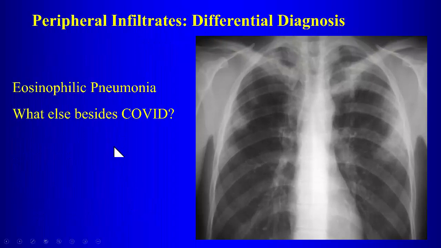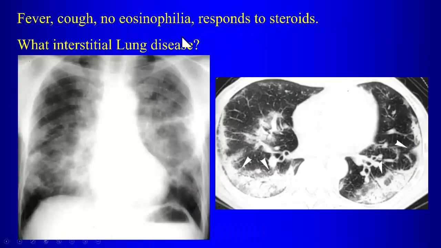But what about the differential for peripheral consolidations? So we can see that with eosinophilic pneumonia. You can see it with COVID, of course. COVID can give you peripheral consolidations. Of course, that's not going to give you eosinophilia. What else can give you peripheral consolidations? Organizing pneumonia. Yeah, so organizing pneumonia. So fever, cough, no eosinophilia. This is another disease that responds to steroids, peripheral consolidations.